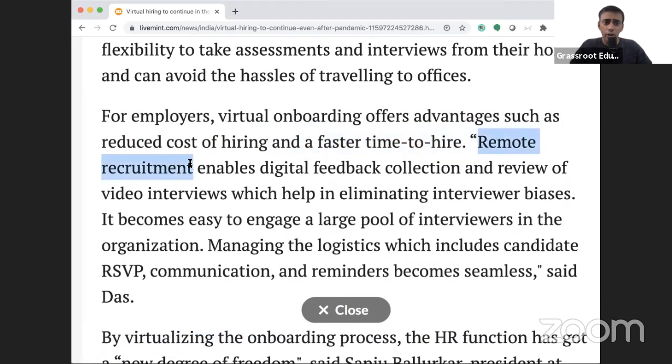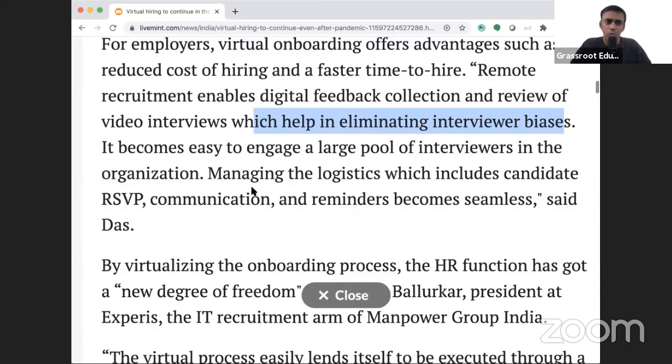Now, remote recruitment enables digital feedback collection and review of video interviews, which help in eliminating interviewer biases. I hope you're able to understand this. Video interviews help in reducing interviewer biases. We'll get to the meaning. Don't worry if you're not able to understand.